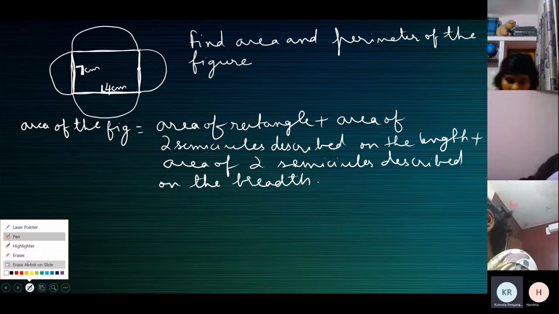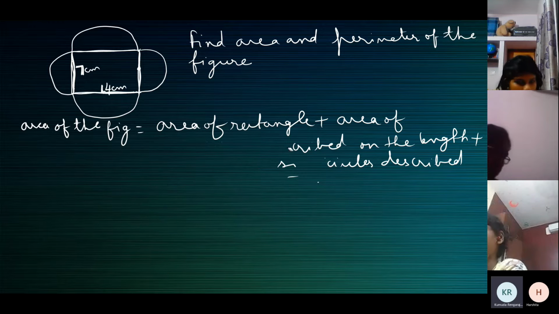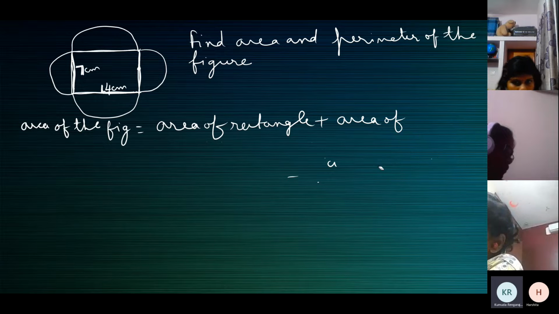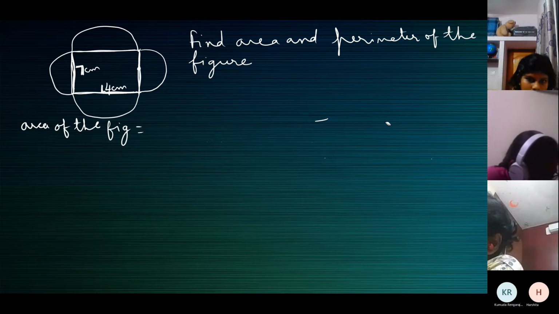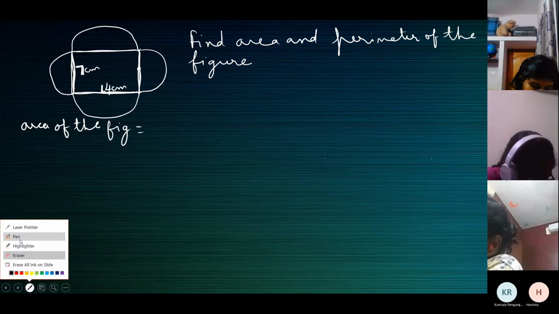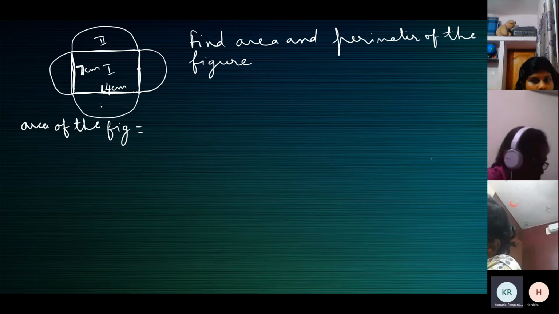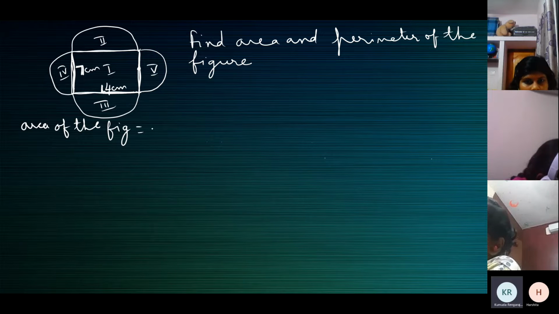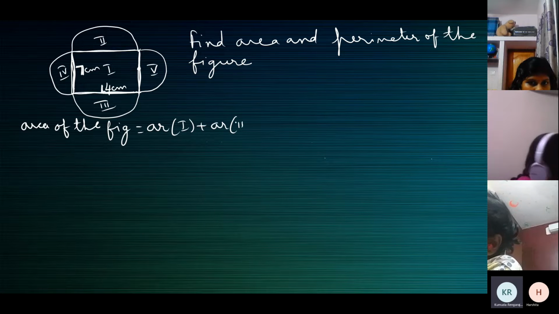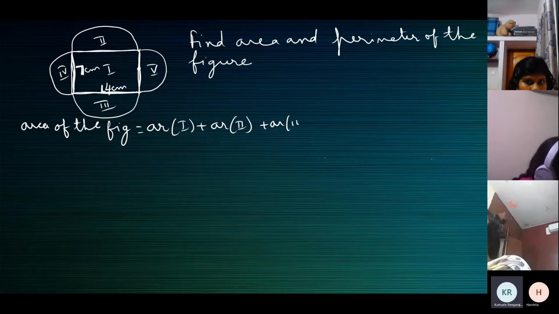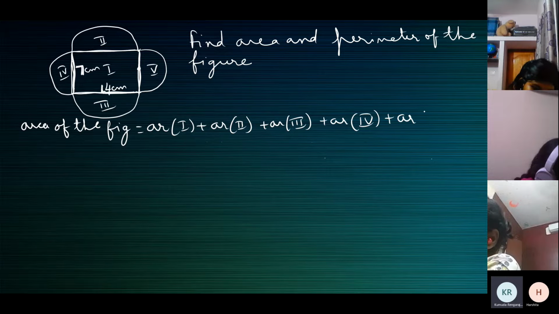Okay, if you feel this is too elaborate to write, you can just mark the regions like this. You can mark this 1, this 2, this one 3, 4, and 5. So area of the figure is area of 1 plus area of 2 plus area of 3 plus area of 4 plus area of 5.